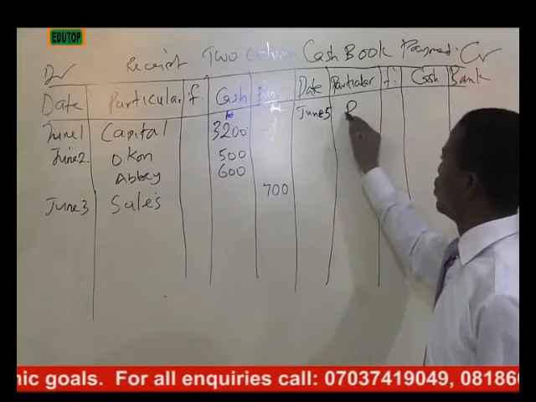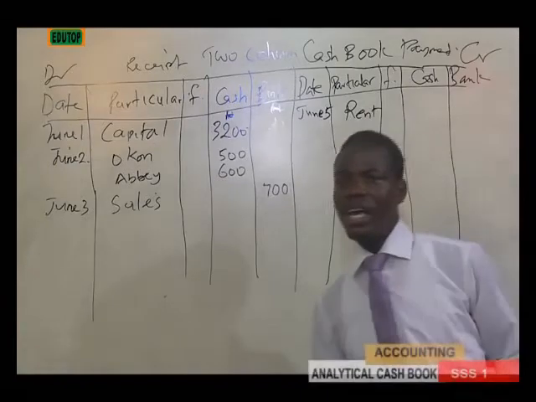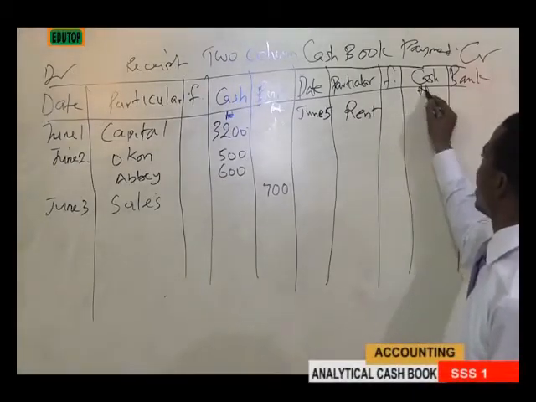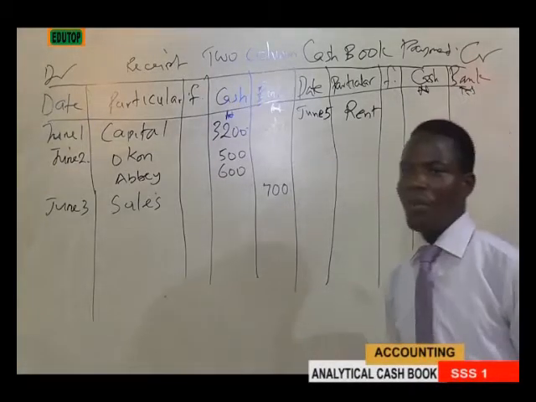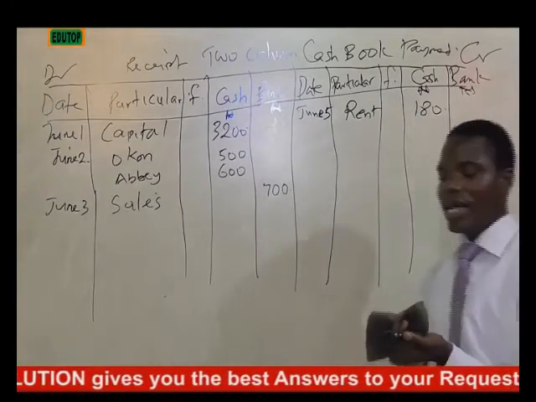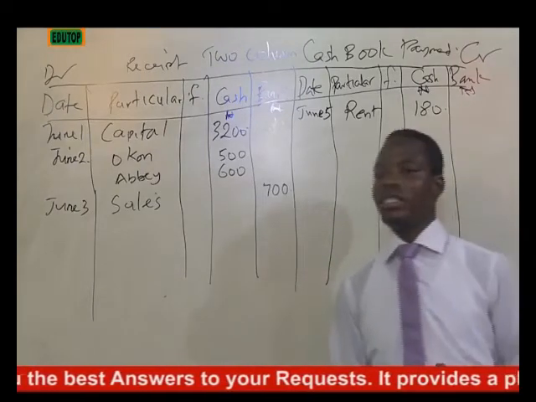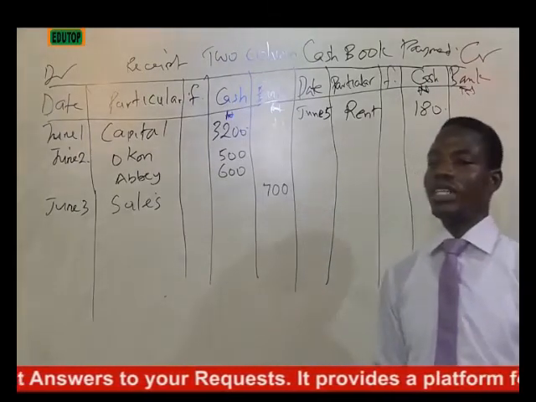5 rent, and it is by cash. It has to be under the cash column. How much is that? That is 180. That is that. Then next question says June 6.